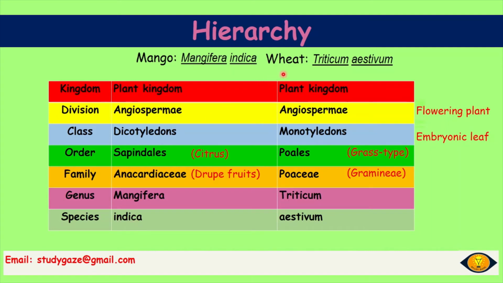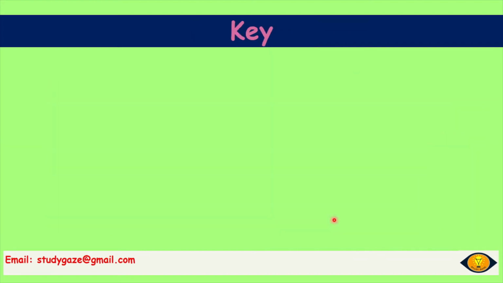Similarly for wheat, it also belongs to the plant kingdom with the scientific name of Triticum aestivum. The division is Angiospermae. Class is Monocotyledonae, where the embryonic leaf has one cotyledon. Order is Poales. Poales means the grass type of plants. Family Poaceae, including the Gramineae type. Genus is Triticum. Species is aestivum.